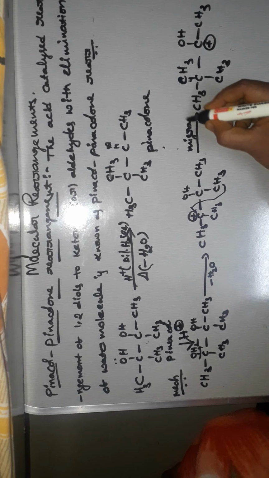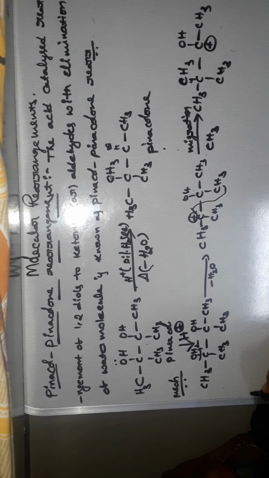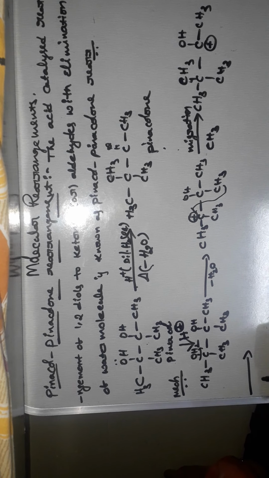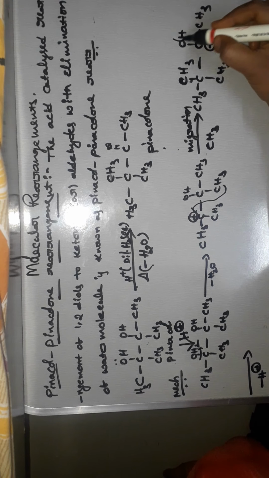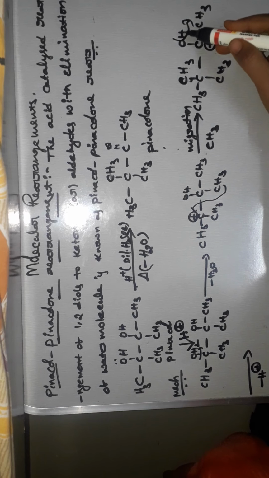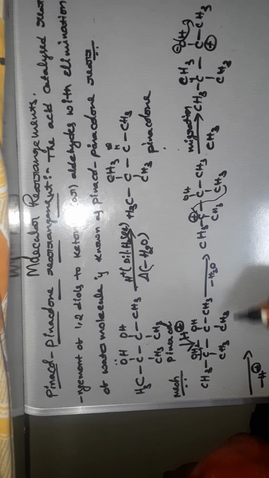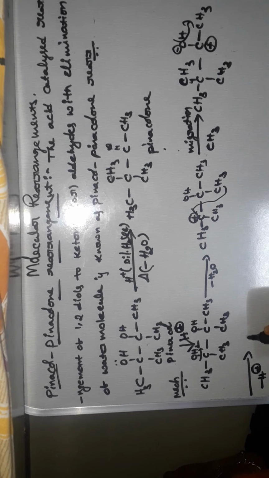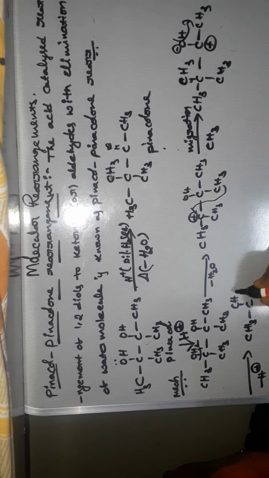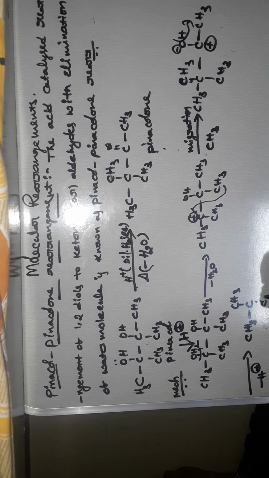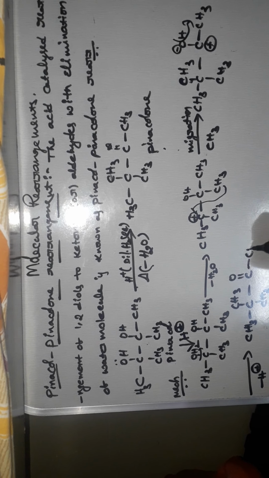Migration of the CH3 group. And in the last step, elimination of hydrogen. From here H plus is eliminated and it gets a negative charge. Here is a positive charge. This negative and positive form a bond like this, CH3 C, CH3, and here CH3 C double bond O CH3.